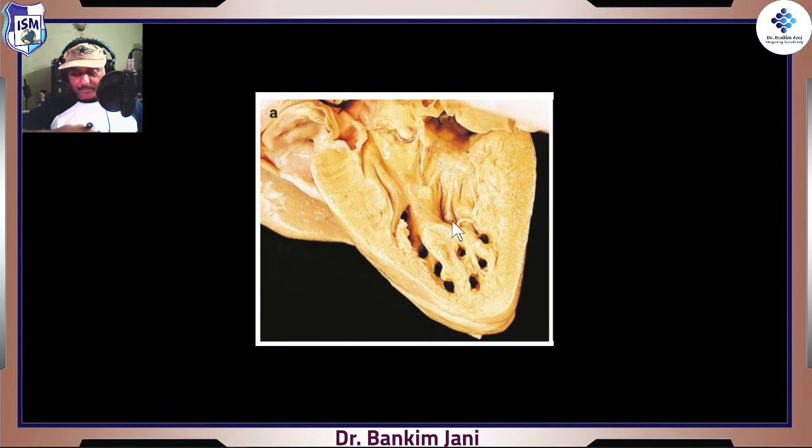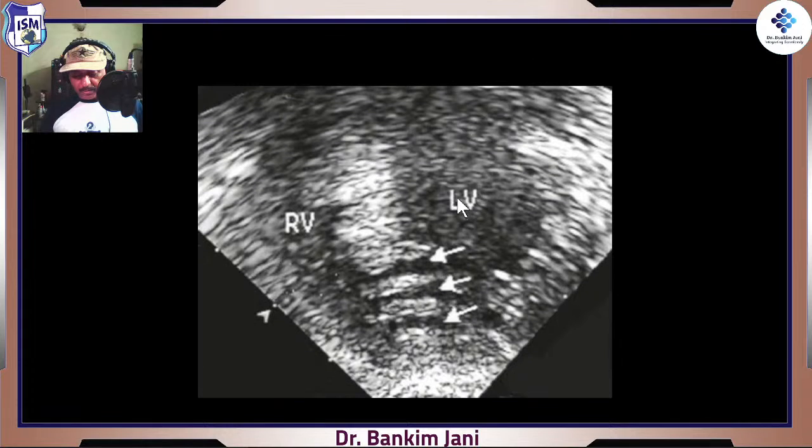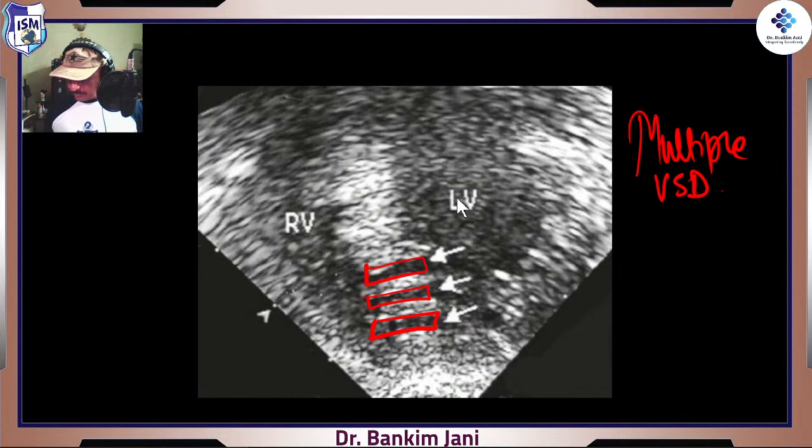And if we really feel that it is rare, here is the real image. When you cut the heart, it looks like all those punched out holes, a cheesecake appearance, right? That's how it appears. And when you do the 2D echo, see how nicely you can see the defects. These are the defects. This is multiple VSD. I'll just remove this. Now you can see it properly.